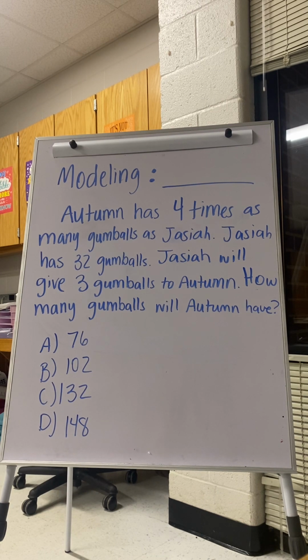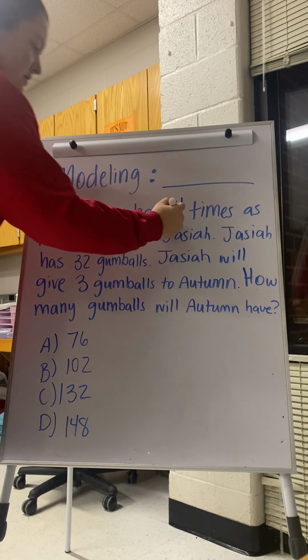Autumn has 4 times as many gumballs as Josiah. Josiah has 32 gumballs. Josiah will give 3 gumballs to Autumn. How many gumballs will Autumn have? So the big question here is what type of problem this is. And I see a bunch of information thrown at me, so let's identify that real quick.